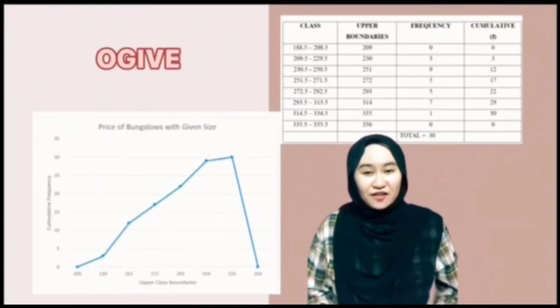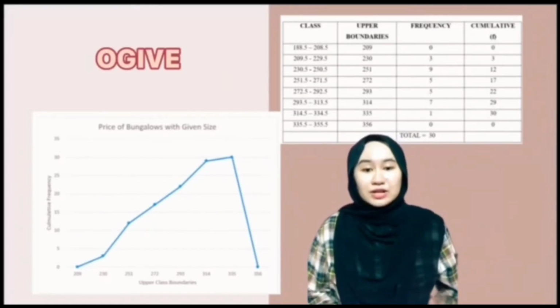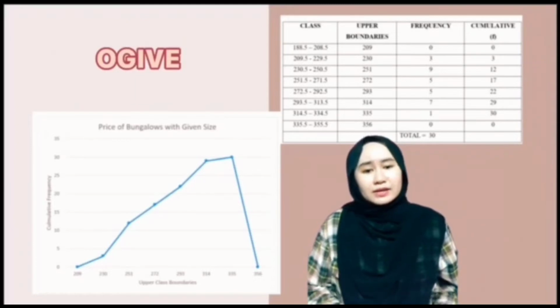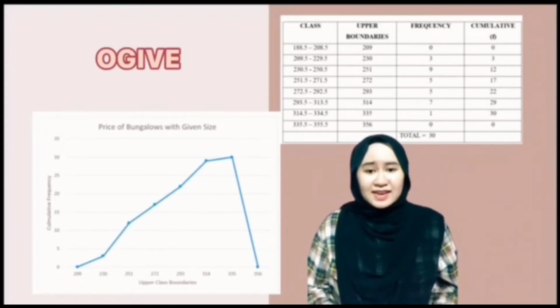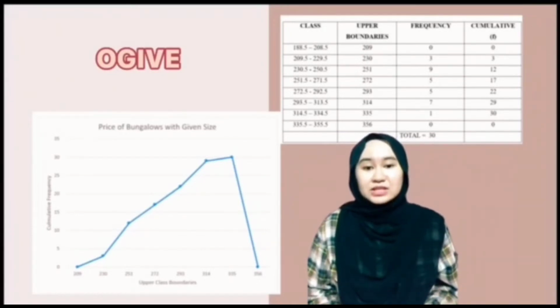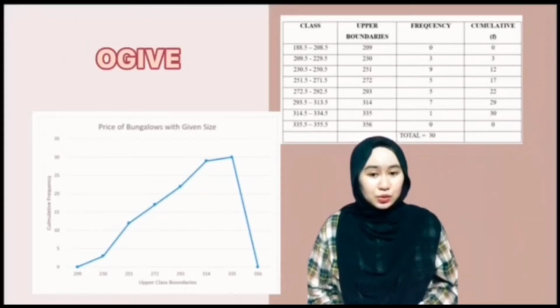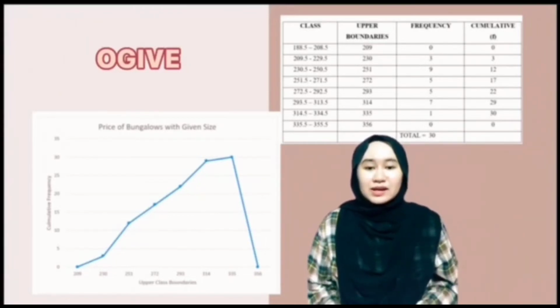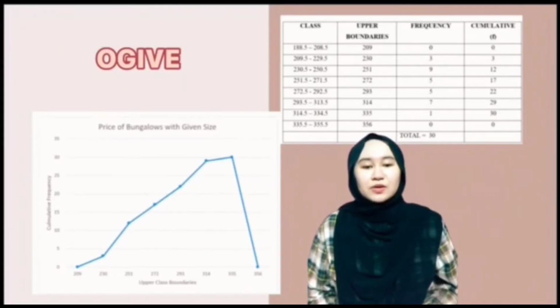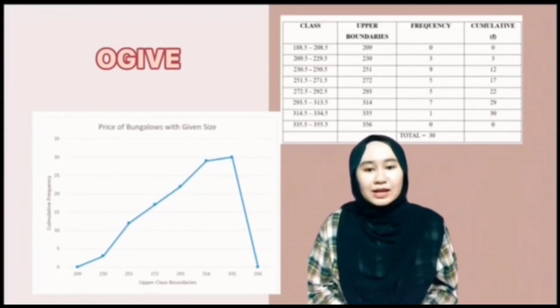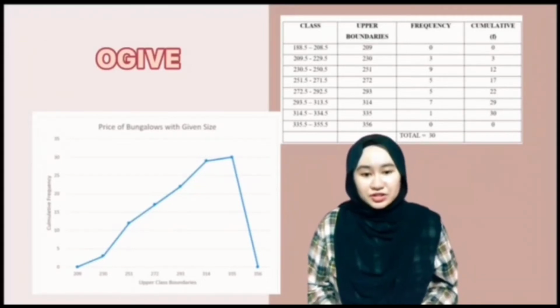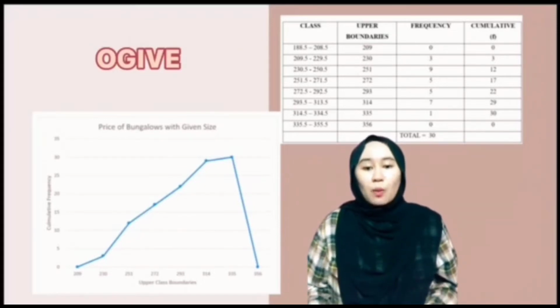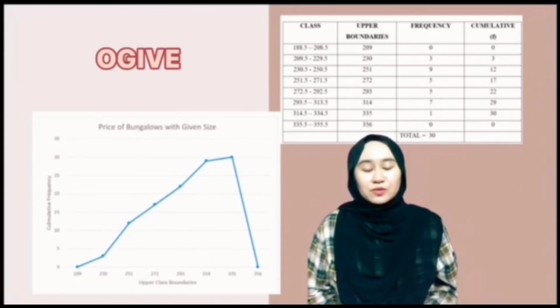Next, the second graph is the ogive. The plotted points represent the upper class boundaries and their corresponding cumulative frequency. The graph starts with the upper boundary 209, where the cumulative frequency is 0, and ends at 359, where the cumulative frequency is 30. An ogive is a line graph that displays the cumulative frequency of each class at its upper class boundary. The horizontal scale is for the upper class boundaries, while the vertical scale is the cumulative frequency.